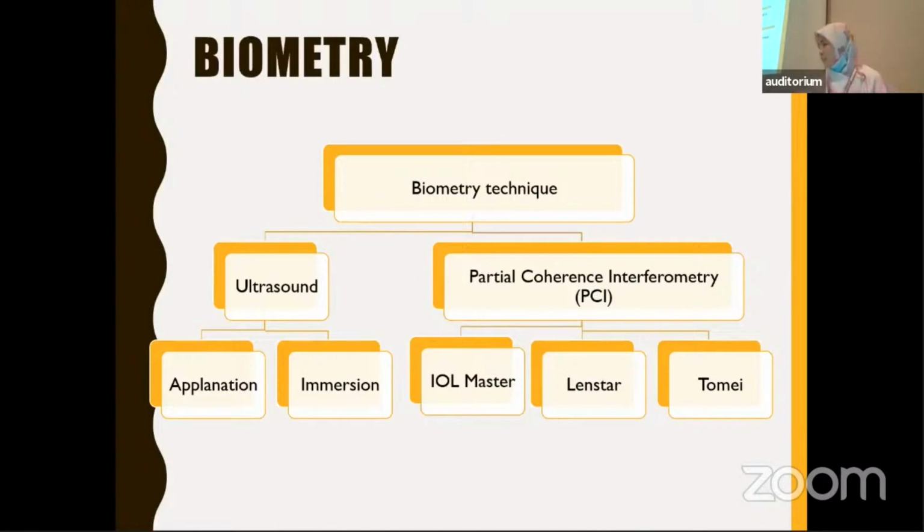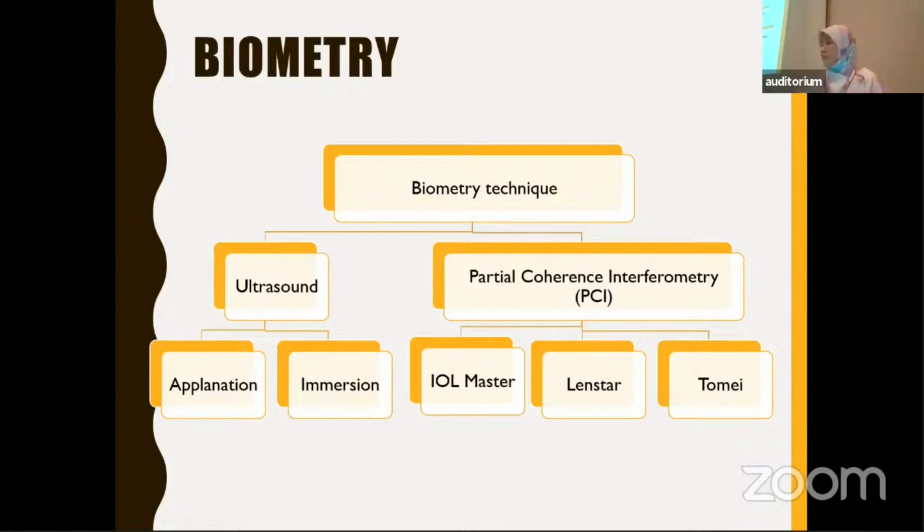This is the important topic for today. Biometry is the process of measuring the power of the cornea and the axial length to determine the ideal intraocular lens power. We have a few methods to measure axial length, which are using ultrasound and partial coherence interferometry.